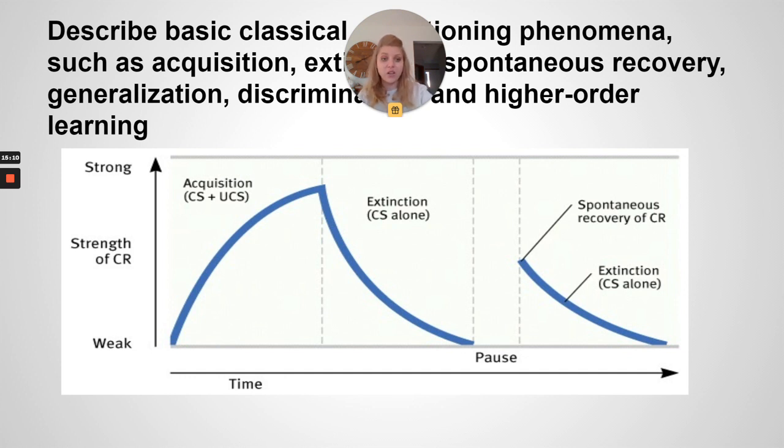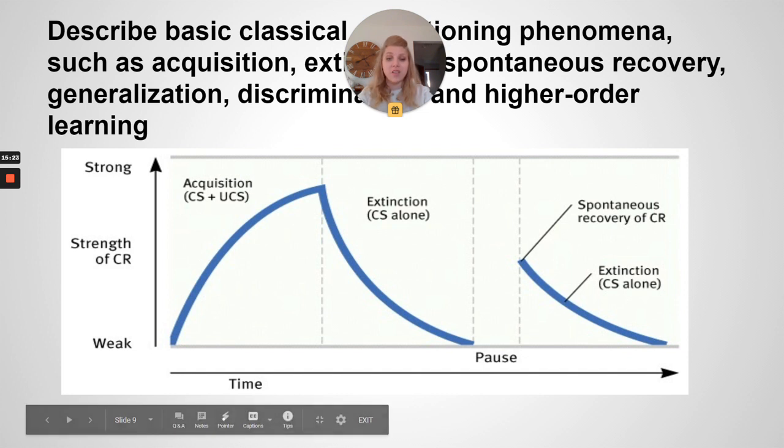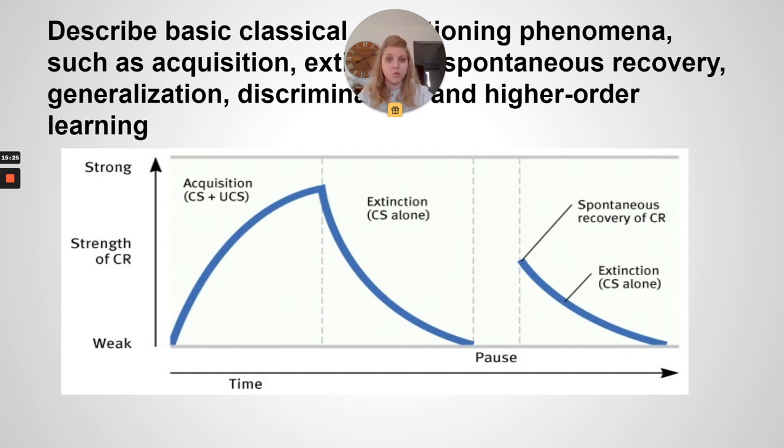Now, every once in a while, you might get something called a spontaneous recovery. This might be something where suddenly there's a pairing of conditioned stimulus and unconditioned stimulus again, kind of out of the blue. Then, boom, that conditioned response comes roaring ahead once again. And so that's another example of how spontaneous recovery might exist.